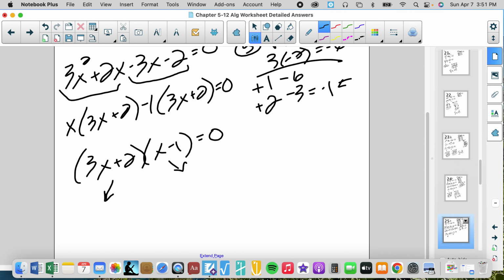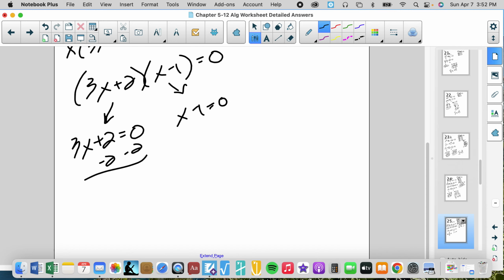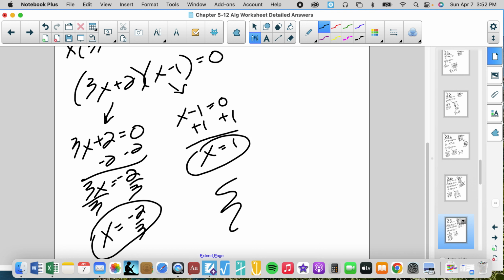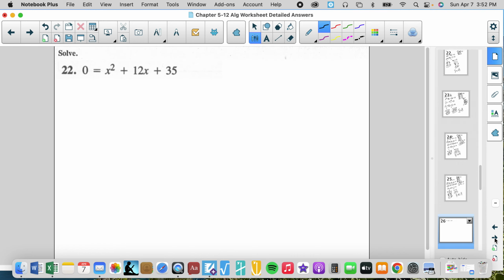Set each equal to 0. 3x plus 2 equals 0. x minus 1 equals 0. Minus 2, divide by 3. x equals negative 2/3. That's a fun answer. That's actually minus 1, so we'll add 1. x equals 1. My solution set is going to be negative 2/3 and 1. That's already factored, or that's already set equal to 0, excuse me.